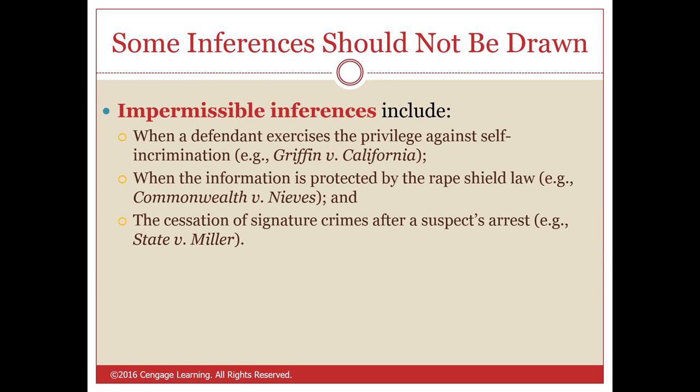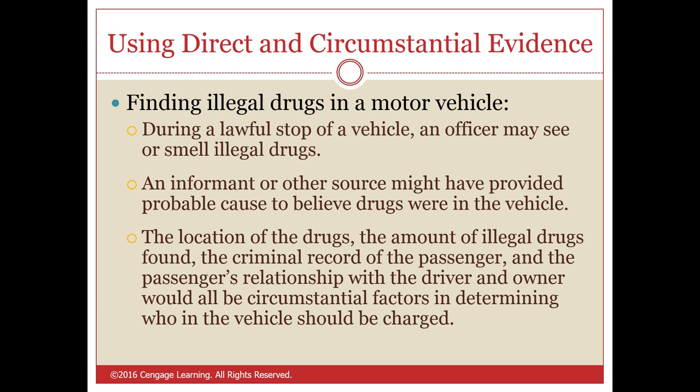Another impermissible inference includes the cessation of a signature crime after a suspect's arrest. The fact that the crime stopped, a crime wave may have come to an end after the arrest. You can't draw that inference to say that, well, the crime wave stopped after we got this guy in custody, so therefore he must be the guilty party. You can't do that. Seems like a logical conclusion, and it makes sense to us, but the court says, nope, you cannot do that.